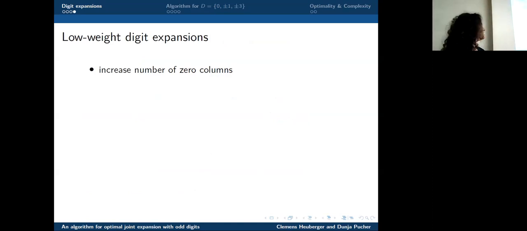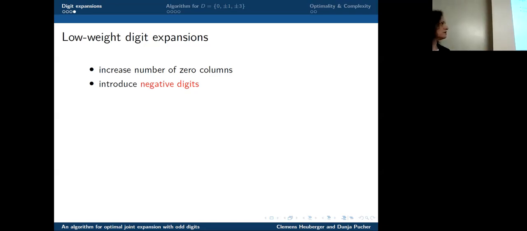And how can this be done? If we use radix 2 and our digits 0 and 1, then the representations are unique. So we cannot increase the number of 0 columns. So we have to introduce some other digits in the digit set. And since in elliptic curves the point subtraction is computationally as expensive as point addition, this means that we can introduce negative digits. So we introduce negative digits in our digit set. For example, we have the digits 0 and 1, and we can introduce -1.